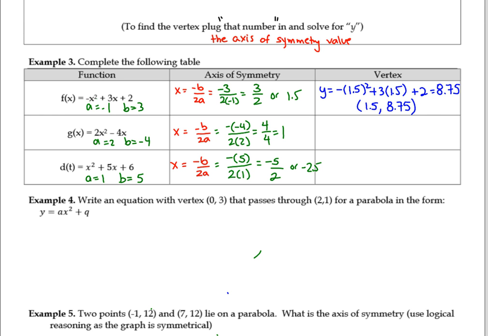So next one, subbing in our axis of symmetry of 1. This one we can do in our head. 2 minus 4 is negative 2. 1 and negative 2.